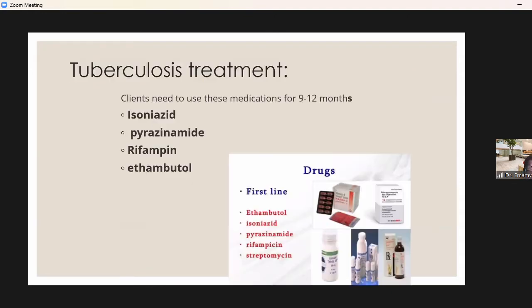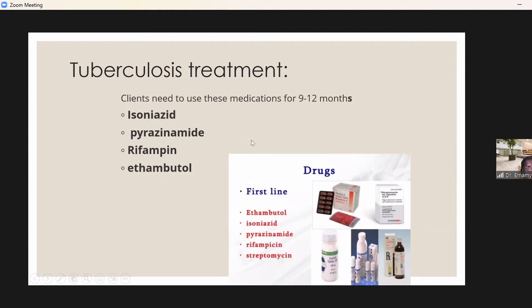Treatment of tuberculosis: because Mycobacterium tuberculosis has a very slow reproduction time, sometimes even several weeks, you need to treat your patient for several months. A combination of these drugs, isoniazid, rifampin, pyrazinamide, and ethambutol, and sometimes you add streptomycin, for 9 to 12 months. Most of the time, for the first 2 or 3 months the patient takes all of them, and then you continue isoniazid and rifampin. All of them are hepatotoxic.